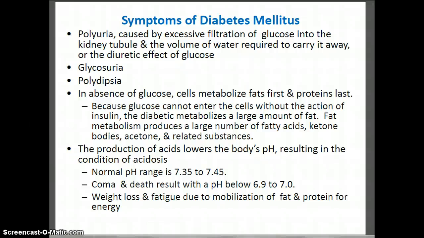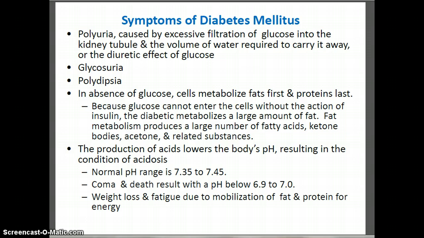In the absence of glucose, cells metabolize fats first and then proteins. Because glucose cannot enter the cells without the action of insulin, the diabetic metabolizes a large amount of fat. Fat metabolism produces a large number of fatty acids, ketone bodies, acetone, and related substances. And this production of acid lowers the body's pH and results in a condition called acidosis.